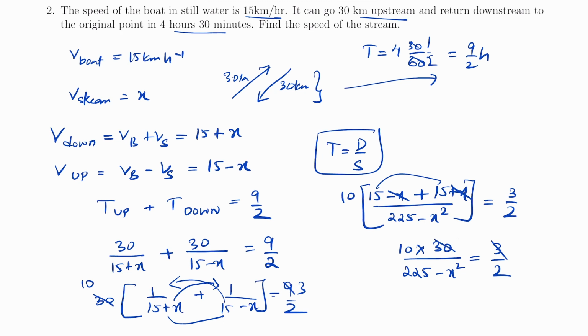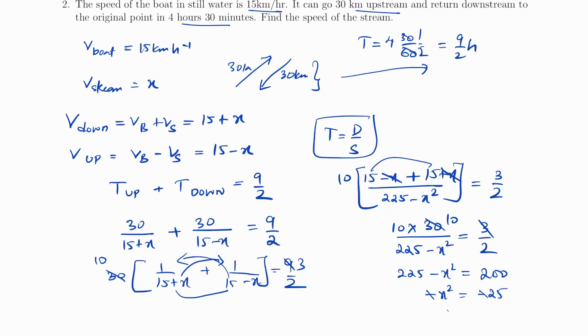Cross multiplying, you will get 225 minus x square is equal to 200. So minus x square is equal to minus 25, and x is equal to 5. So the speed of the stream is equal to 5 km/h.